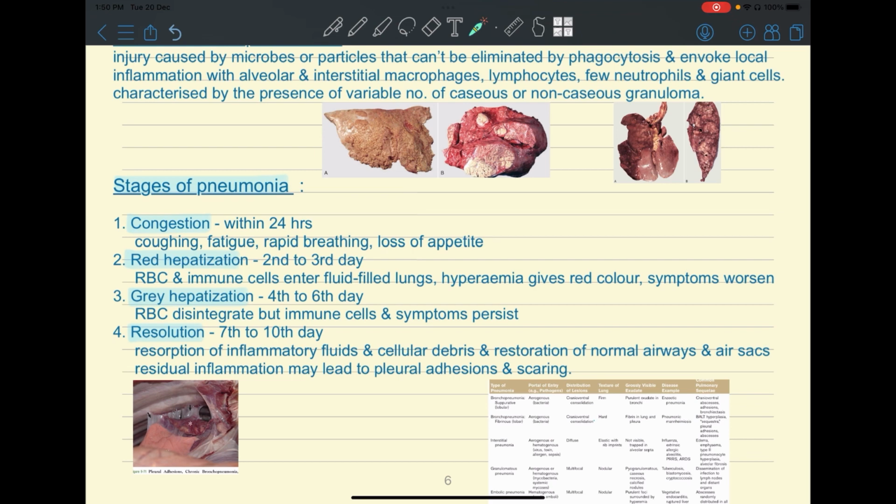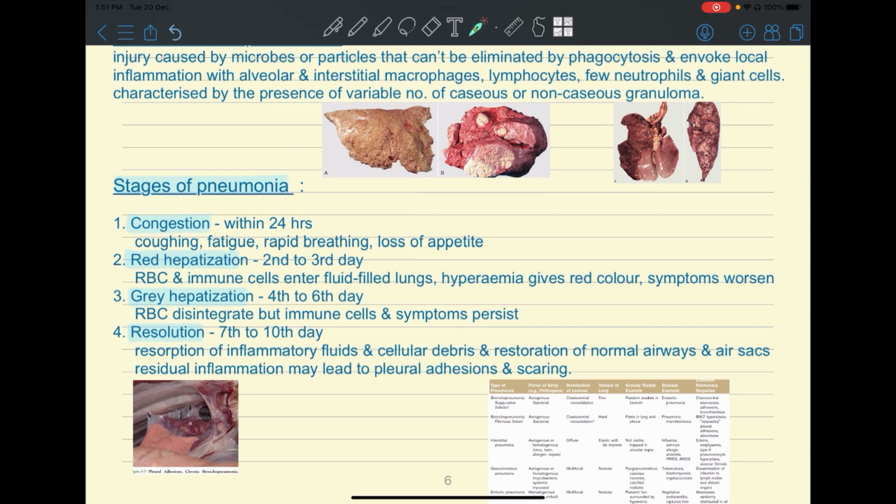Then from the second to third day, we will see red hepatization. So what is red hepatization? The RBCs and immune cells will enter the fluid-filled lungs, and the hyperemia will give a red color to the lungs. That is why it is called red hepatization. Why hepatization? Because hepat or hepa actually means liver. So anything that starts with hepatic will mean related to the liver. So hepatization means that the lung is looking like a liver. It has a texture of liver. And because of hyperemia, it is red in color.